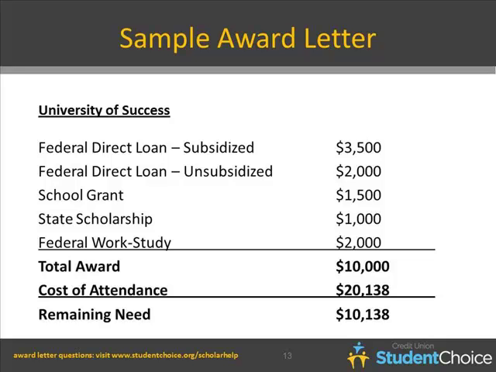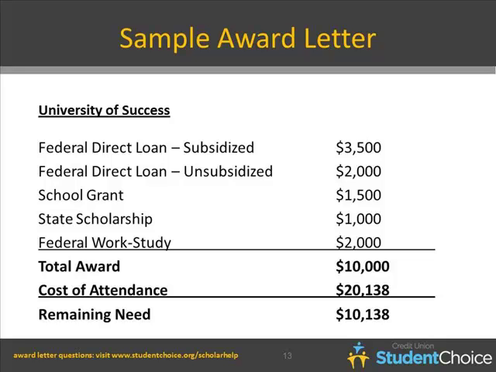Okay, so on this sample award letter, this student received $3,500 in subsidized money and $2,000 in unsubsidized money, so this is the government loans from the schools. They received a school grant for $1,500, a state scholarship for $1,000, and then the federal work study program for $2,000. So this student's total award was $10,000.